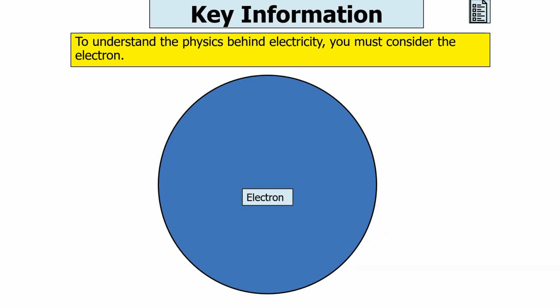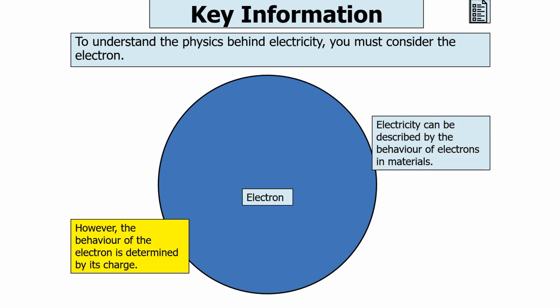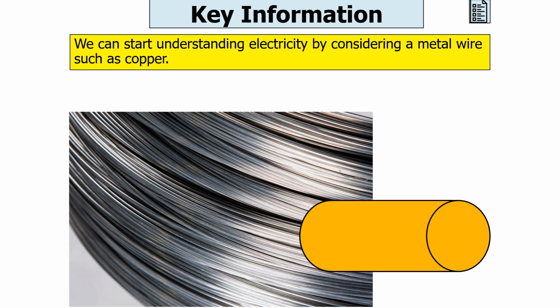Now, to understand the physics behind electricity, you must consider the electron. Electricity can be described by the behaviour of electrons in materials. However, the behaviour of the electron is determined by its charge. All mobile charged particles can produce the phenomena of electricity, and electrons are the most common mobile charge carrier in the universe. So we can start understanding electricity by considering a metal wire such as copper.